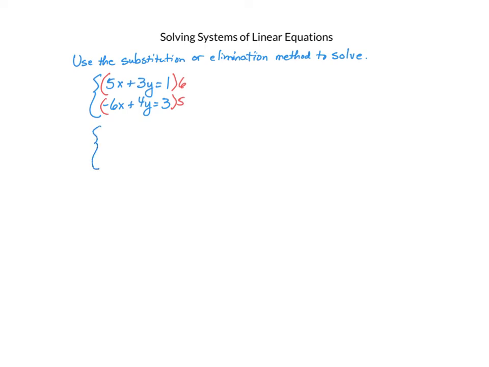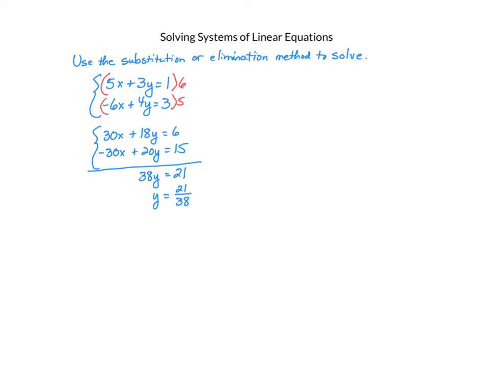Multiplying equation 1 by 6, I get 30x plus 18y equals 6. And multiplying equation 2 by 5, I get negative 30x plus 20y equals 15. When I add the equations together, I'll have 38y equals 21. And I divide by 38, and I get a lovely 21/38 for the y value.